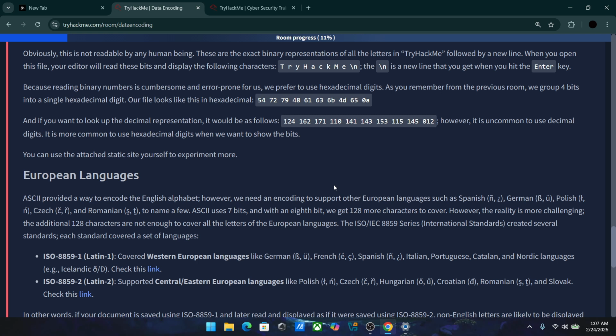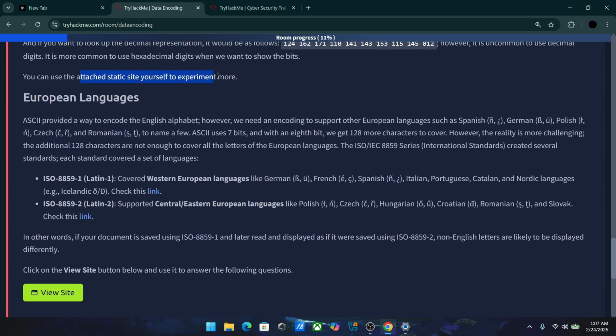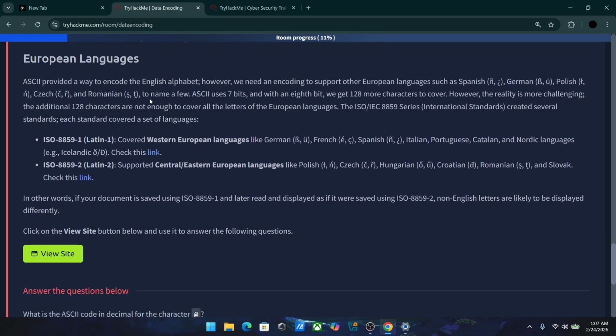And if you want to look up the decimal representation, it would be as follows. However, it is more common to use hexadecimal digits when we want to show the bits. Uncommon to use decimal, all right. You can use the attached static site yourself to experiment more. European languages.